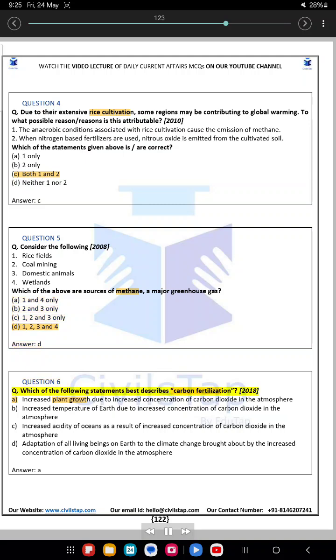Question 6. Which of the following statements best describes carbon fertilization? 2018. A. Increased plant growth due to increased concentration of carbon dioxide in the atmosphere. B. Increased temperature of Earth due to increased concentration of carbon dioxide in the atmosphere. C. Increased acidity of oceans as a result of increased concentration of carbon dioxide in the atmosphere. D. Adaptation of all living beings on Earth to the climate change brought about by the increased concentration of carbon dioxide in the atmosphere. Answer A.